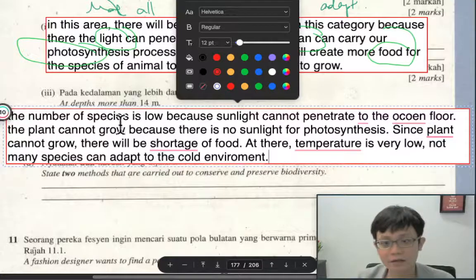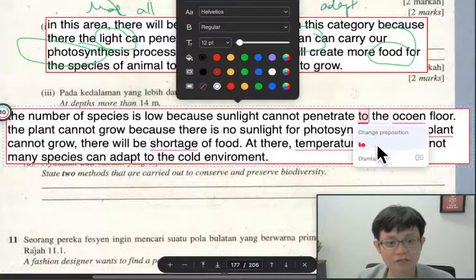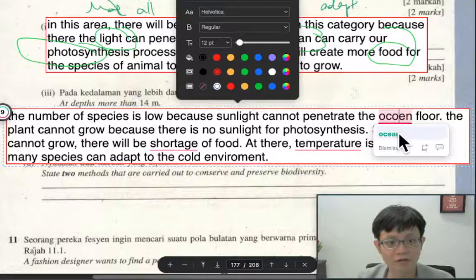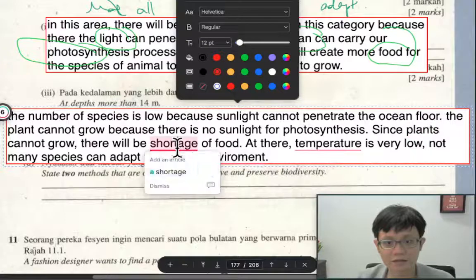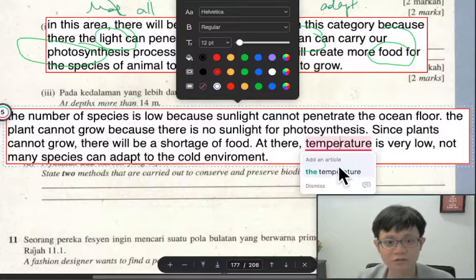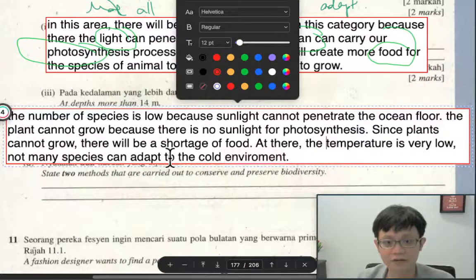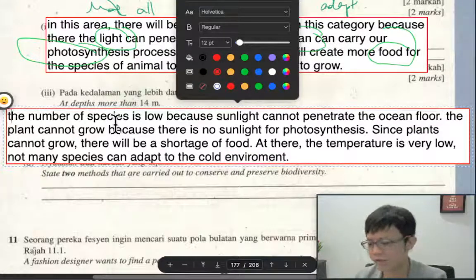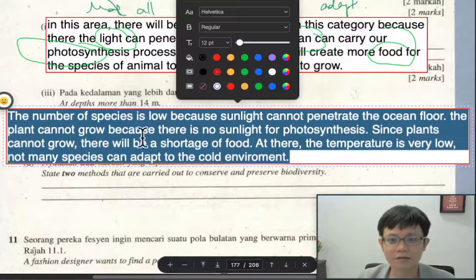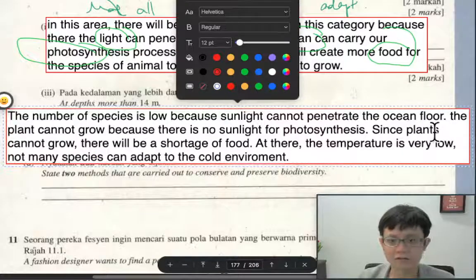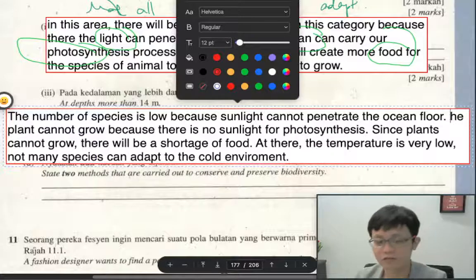Okay, let me correct this one. Let me change it: no need "penetrate the ocean floor". Since the plant shortage of food, the temperature. Okay, very good, auto check the grammar. Nowadays very high tech already. The computer can even help you to check the grammar. The number of species is low because the sunlight has spread the ocean floor. Why this one? It didn't help me to check one.